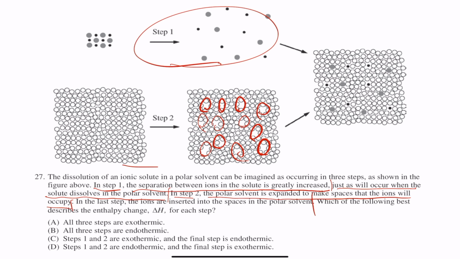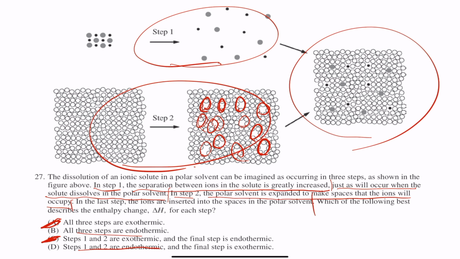Then same reason, this is also going to be endothermic, because how do you make these spaces? You need to separate some of these molecules, and the fact that you're separating them means you're breaking off the intermolecular forces. So step 1 and step 2 better be endothermic, so you can get rid of A and you can get rid of C. So step 1 and 2 are endothermic.